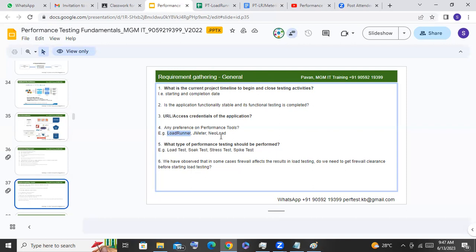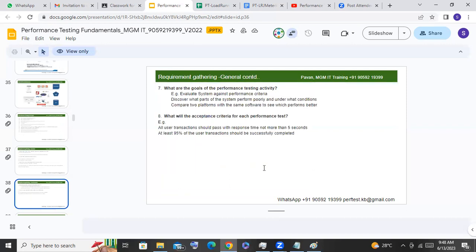Clear about that, guys? Now, what are the types of performance testing that you have to do? You would actually try to get that, and then if there are any firewalls that are affecting the load testing, we would have to ensure that those firewall clearances are obtained. And then, guys, what are the goals of this particular performance testing? What exactly is the goal? You would have to get the client to define that properly, because don't assume anything.